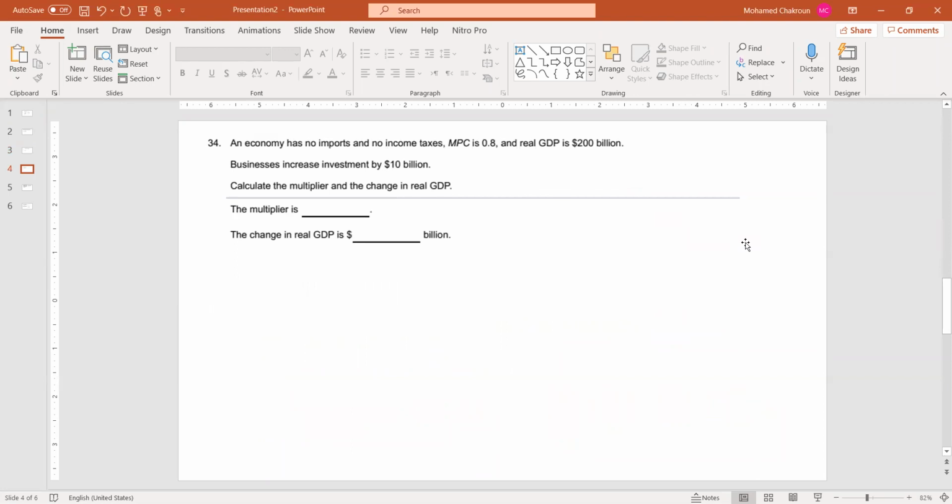An economy has no imports and no income taxes. MPC, the marginal propensity to consume, is 0.8, and real GDP is $200 billion. Businesses increase investment by $10 billion. Calculate the multiplier and the change in real GDP.